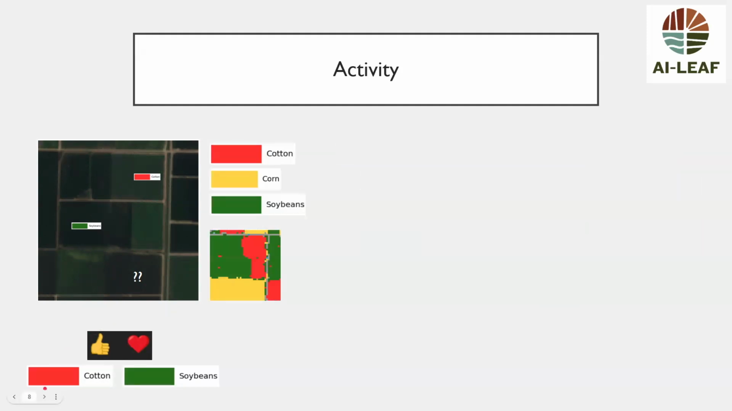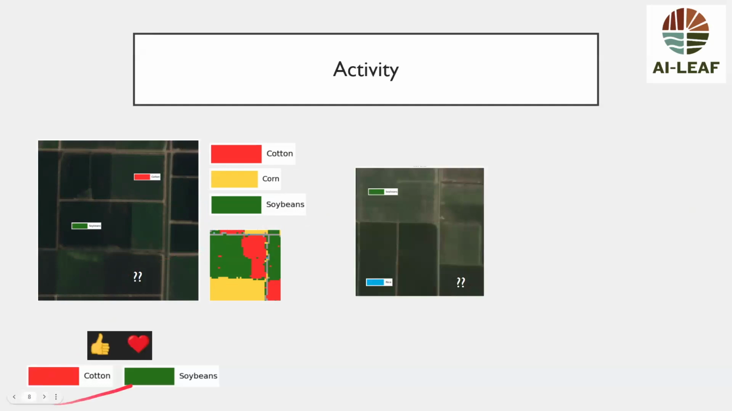The reasoning is the way that these satellites capture these images. If you look at just these three channels, RGB, which we are looking at, they may look exactly the same. But if you look at the other channels of light that they're looking at, it would look completely different. Here's another one where this is a soybean field and this is a rice field. What do you think this one is?